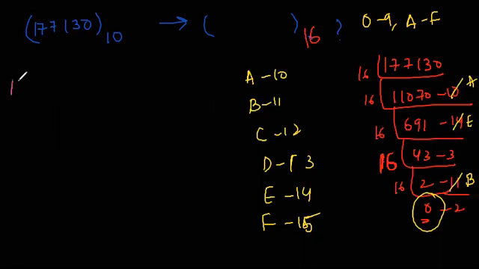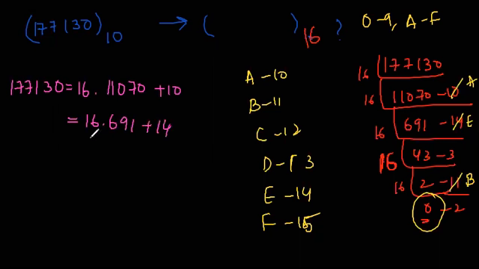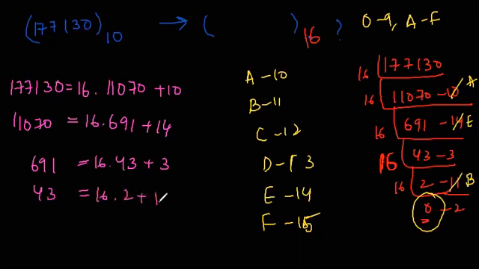177130 is written as 16 into 11070 plus 10, 16 into 691 plus 14. Then 691 can be represented as 16 into 43 plus 3. 43 is represented as 16 into 2 plus 11. And 2 is equal to 16 into 0 plus 2.